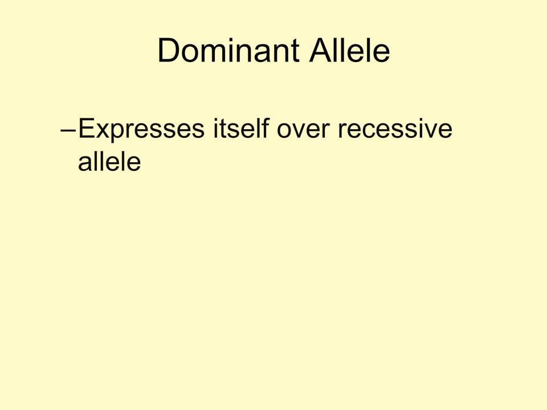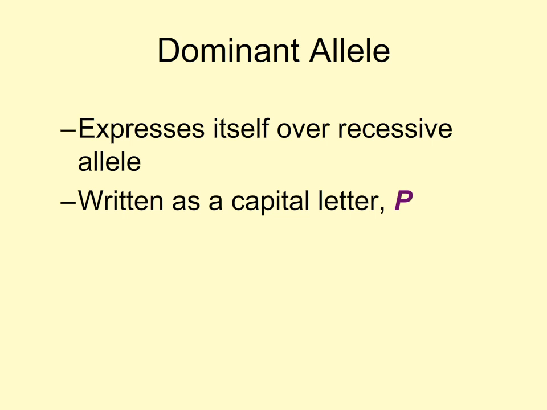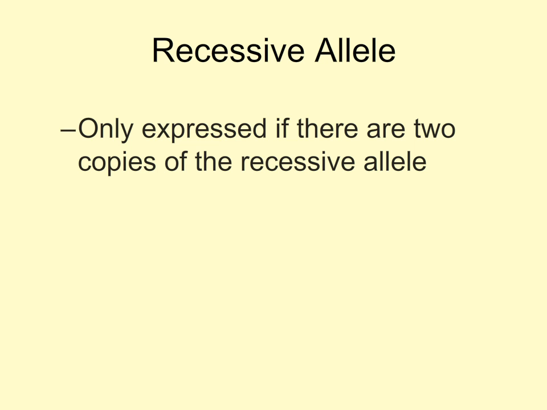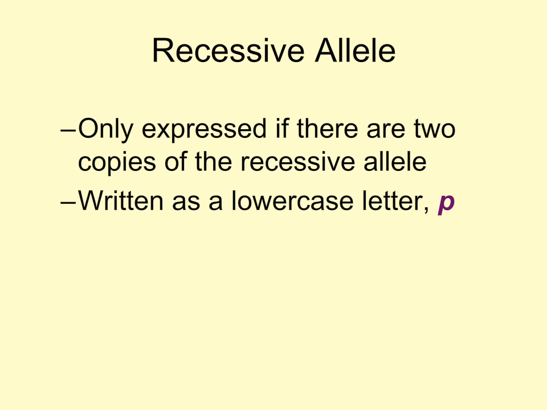A dominant allele is one that expresses itself over the second type of allele, the recessive allele. In our initial examples, the dominant allele will be written as a capital letter. An uppercase P is used for the purple flower allele. The recessive allele is only expressed if both copies in the gene pair are recessive. We will denote recessive alleles with a lowercase letter. A lowercase p is used for the white flower allele.